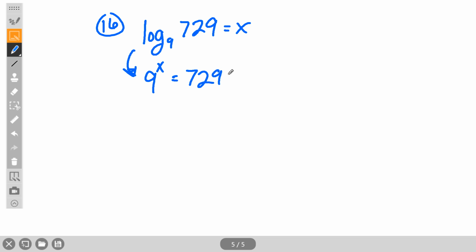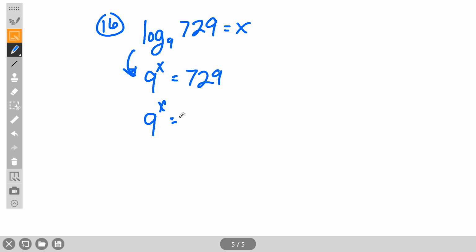For 16 through 20, we are evaluating these logarithms. So the first one we have is log base 9 of 729. So first we set it equal to x, then we change it to exponential form. So that would be 9 is the base, but these two switch. So 9 to the x is equal to 729. I think 729 can be expressed using a base of 9. Yeah, it's 9 to the 3rd power.